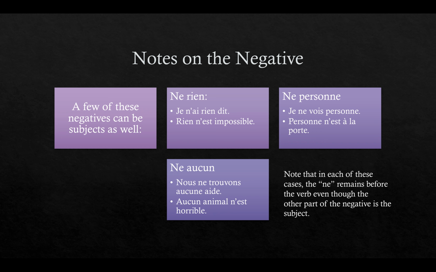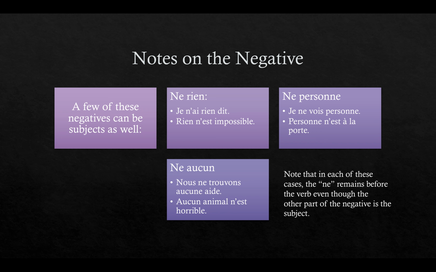So, notes on the negative. A few of these negatives can be subjects as well. Ne rien, ne personne, ne aucun can work as a subject. So, je n'ai rien dit, I didn't say anything, or I said nothing. Could also be rien n'est impossible. Nothing is impossible. Okay, so in English that would be a noun, but in French I guess it's treated the same as a noun. You still have to have the ne in front of the verb. So rien n'est impossible. Ne personne. Je ne vois personne. I don't see anyone. I see no one. Personne n'est à la porte. No one is at the door.